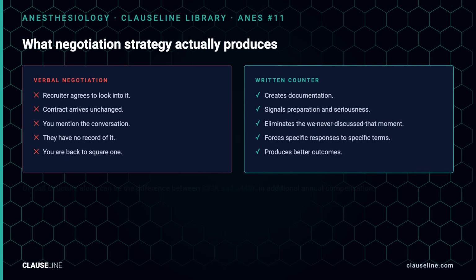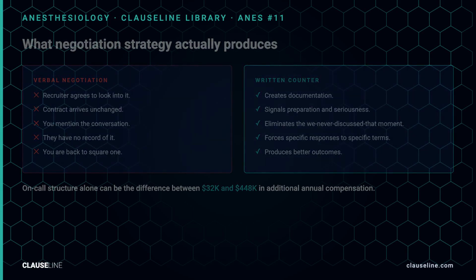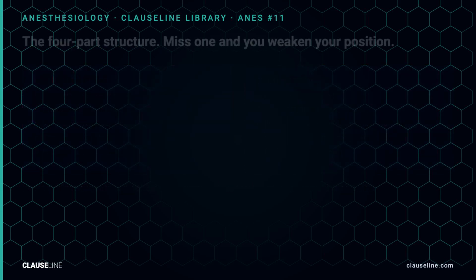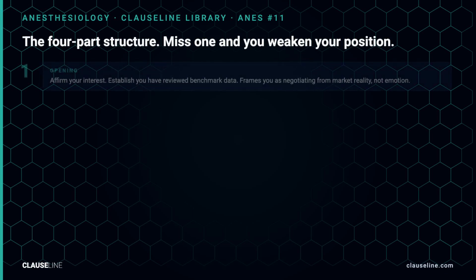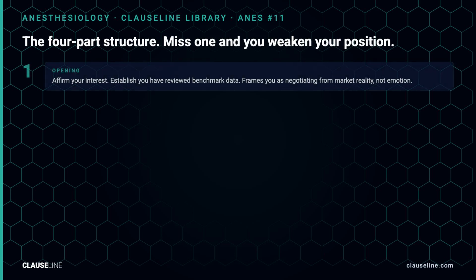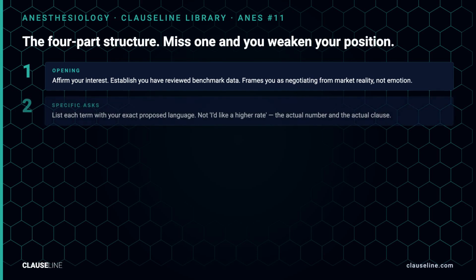The 4-part structure. Miss one part and you weaken your position. Part 1. Opening. Affirm your interest and establish you are working from benchmark data, not emotion. Part 2. Specific asks with exact proposed contract language. Not, I'd like a higher base. The actual number, written as if it belongs in the agreement. Part 3. 1 sentence of market data per ask. Not a paragraph. 1 fact per term. Part 4. A close with a response timeline. Creates forward motion without ultimatums.